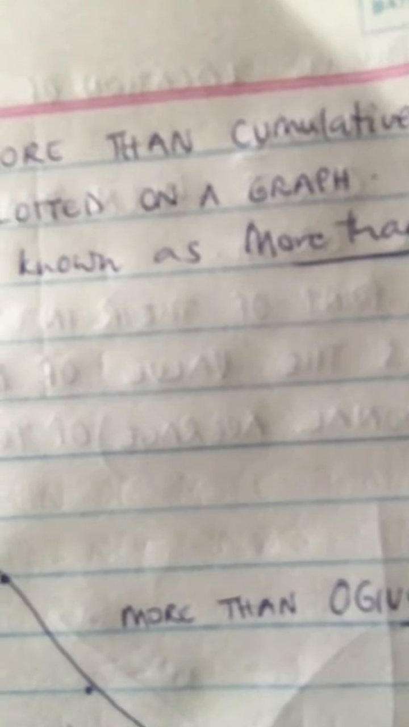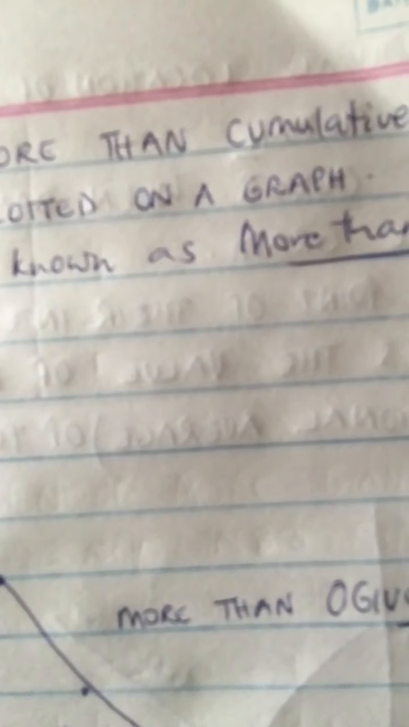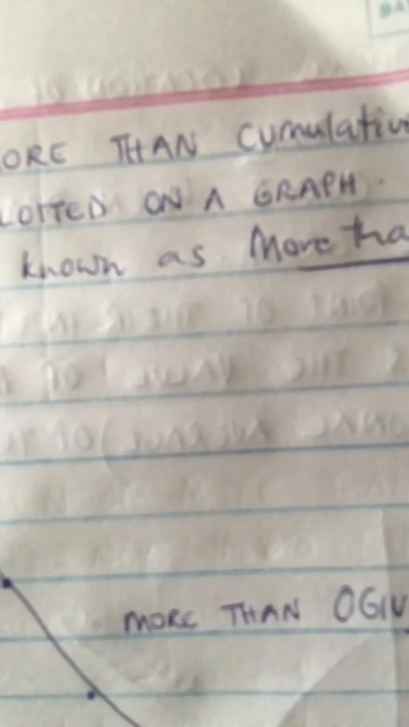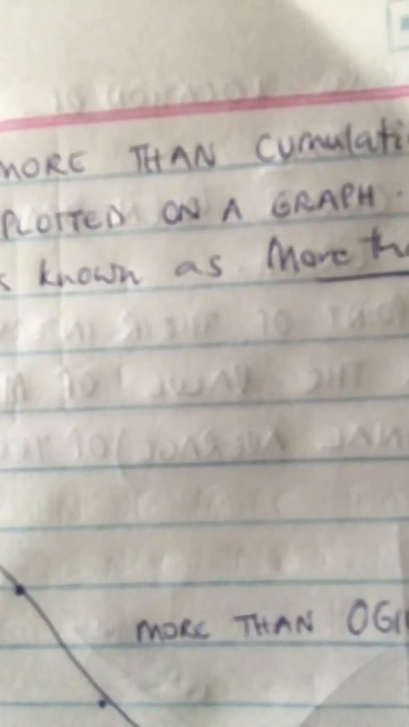And let me just again, what did we plot? 0 to 10, it was 5. 10 to 20, it was 4. 20 to 30, it was 2. And 30 to 40, it is 1. And above that, it is 0. So that's how we plotted these two.